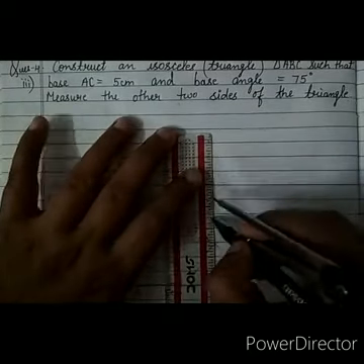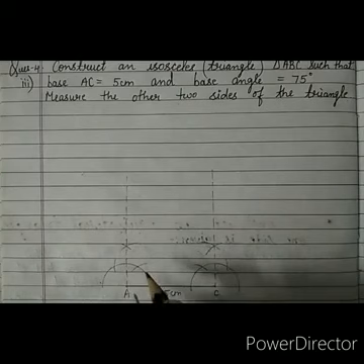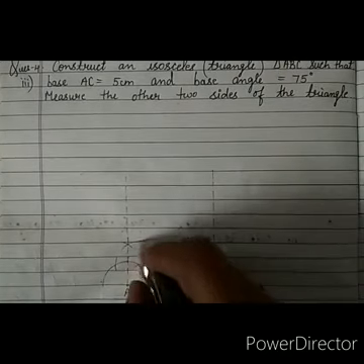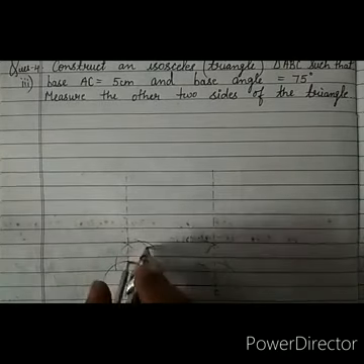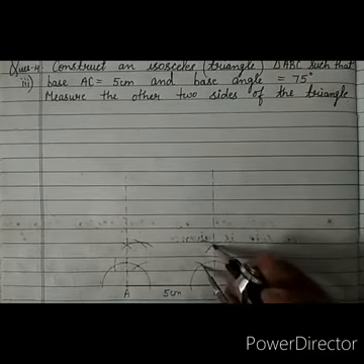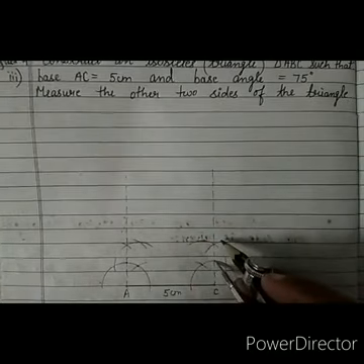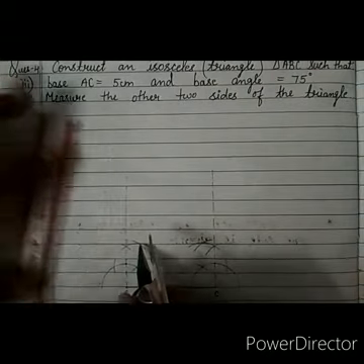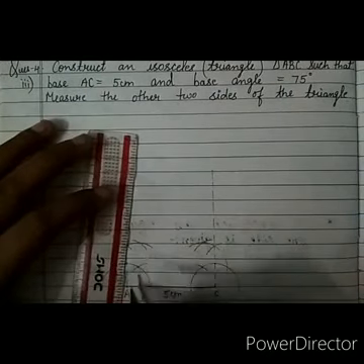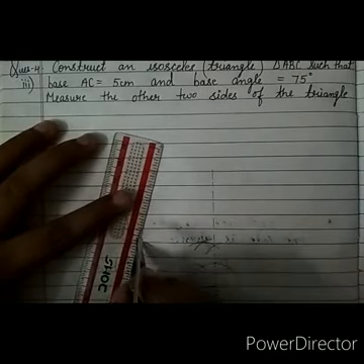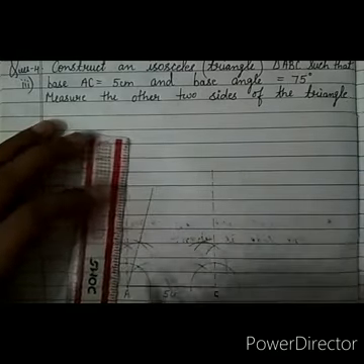Now in order to construct a 75 degree angle, we have to make two arcs from this point and this point. So make two arcs here and here also from this point and this point. So in this way. Now join the point of intersection of this arc to point A. So this is our 75 degree angle.